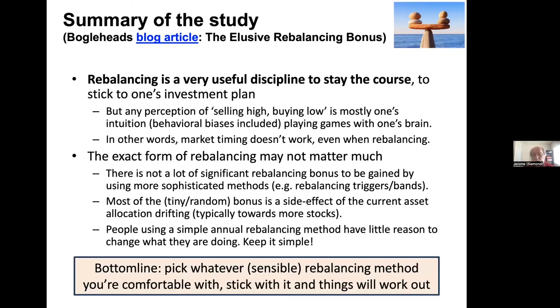So I would say really the bottom line of all that number crunching: pick a rebalancing method you are comfortable with. If you like the annual idea because it is super simple, do it. If you like triggers because when there's a big change that will trigger you to go back to plan relatively quickly, do it. Whatever makes you feel good, but just make it a financial discipline and then enforce it, and you will be fine.